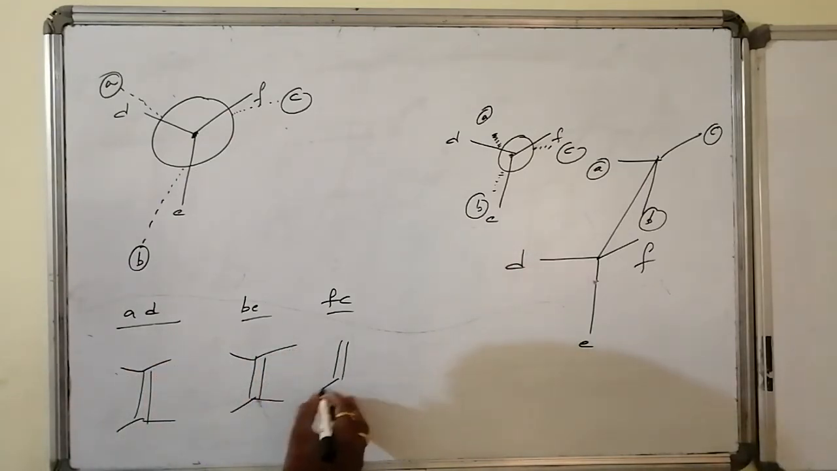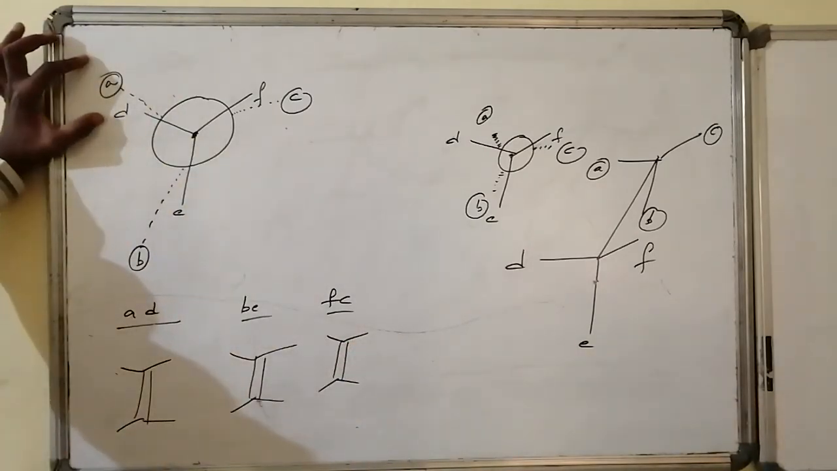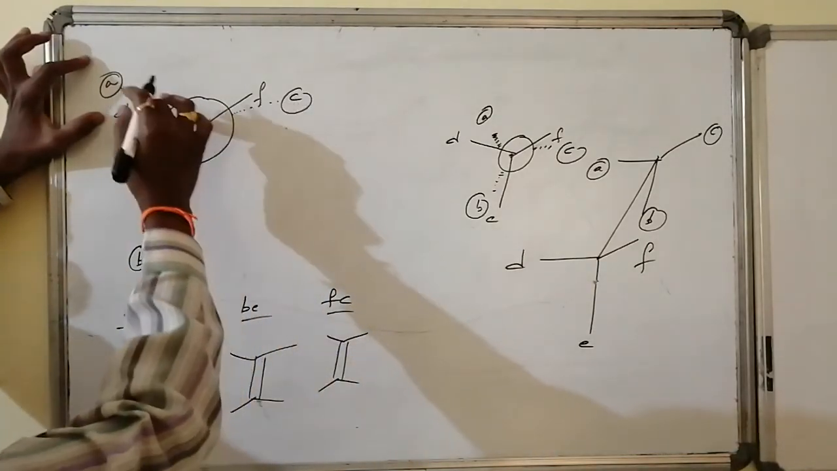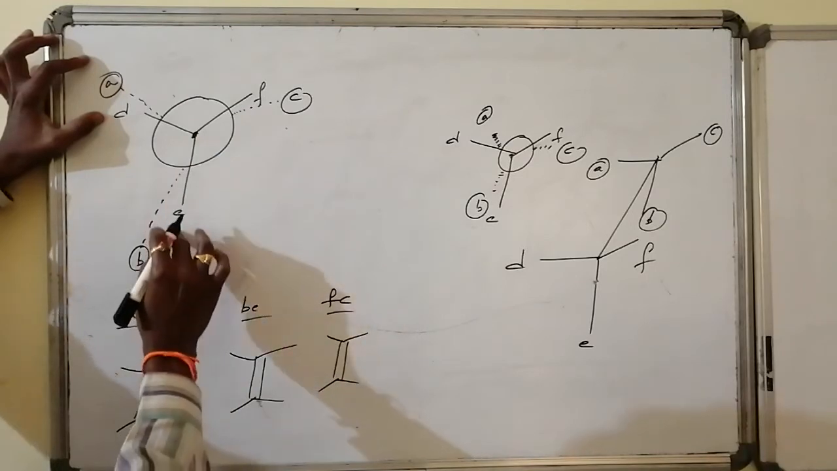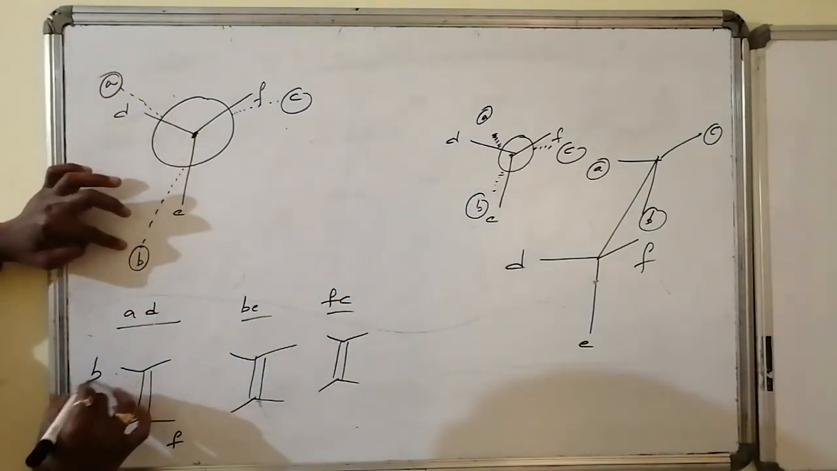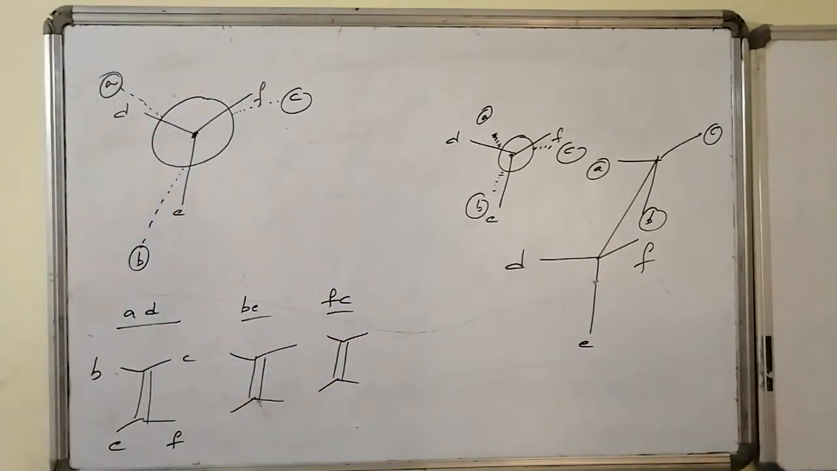Yes, here which groups are going to be eliminated? Here A and D are eliminated. If A and D are eliminated, what are the other groups present on carbon 1? Carbon 1 is associated with two groups, that is A and D, which are eliminated. The front carbon is having E and F, one is E, one is F. And E is very close to B. Similarly, F is very close to C, because here the dihedral angle is 0.